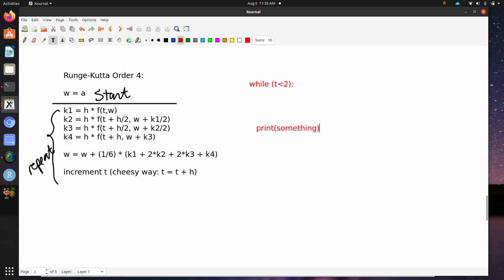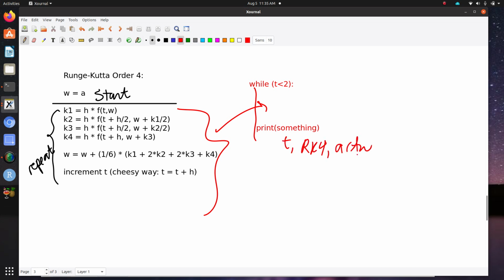All right, so you're going to do all this stuff. All this stuff is going to go inside here, and then you're going to print something that tells you what's going on. Okay, and if you know the actual solution, you should print that too, so that you can do a comparison. So you want to print your T, you want to print RK4, and you want to print the actual if you have it. Okay, so that should be enough to get you through the homework.